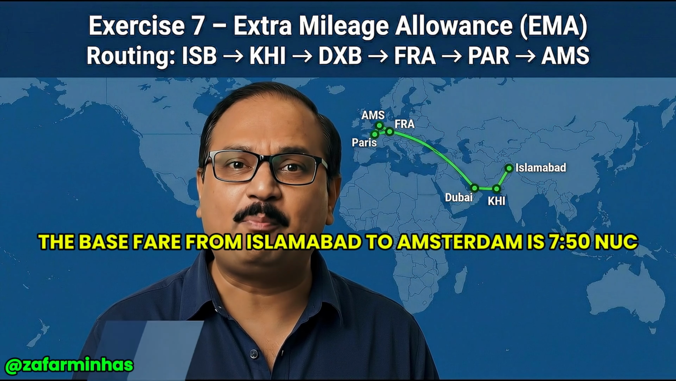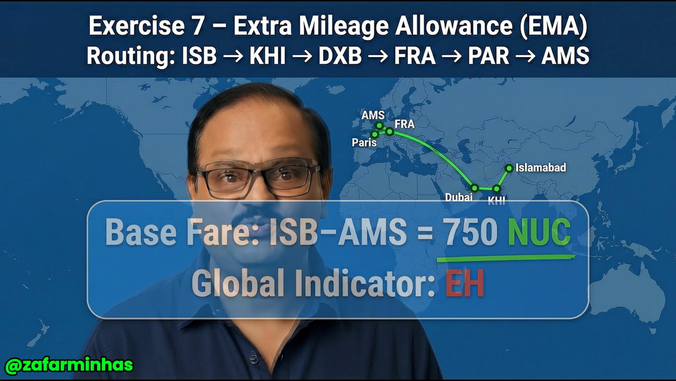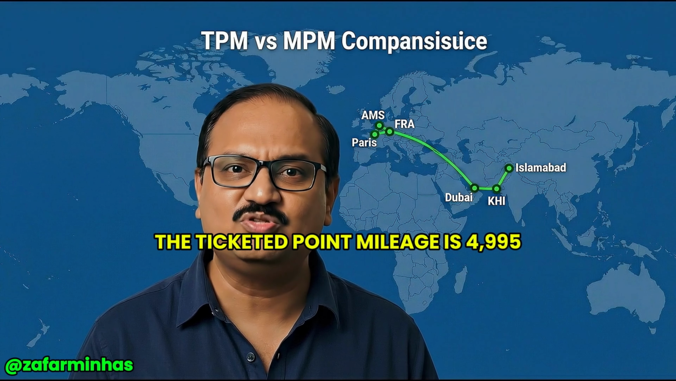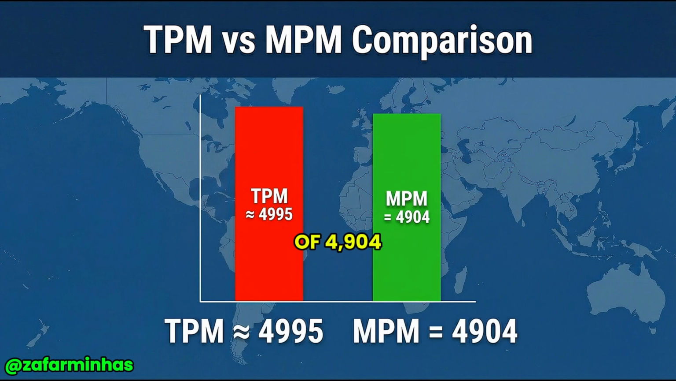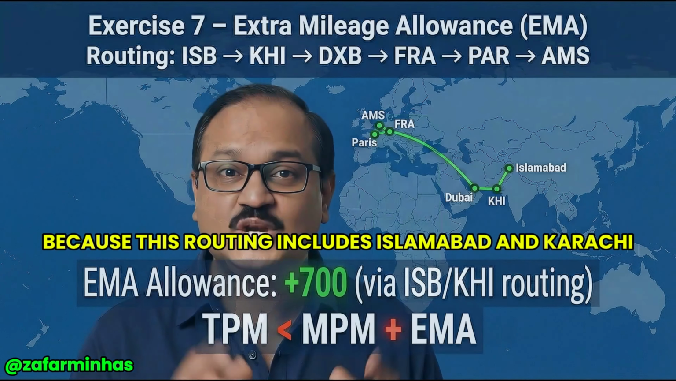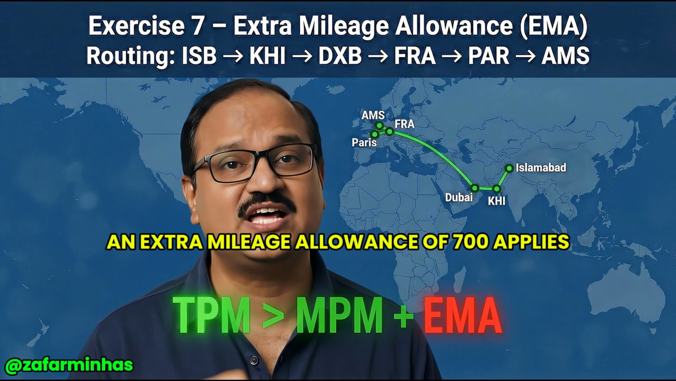Exercise 7 covers the extra mileage allowance, routing from Islamabad through Karachi and continuing onward to Europe. The base fare from Islamabad to Amsterdam is 750 NUC. The ticketed point mileage is 4,995, slightly higher than the maximum permitted mileage of 4,904. Because this routing includes Islamabad and Karachi, an extra mileage allowance of 700 applies.